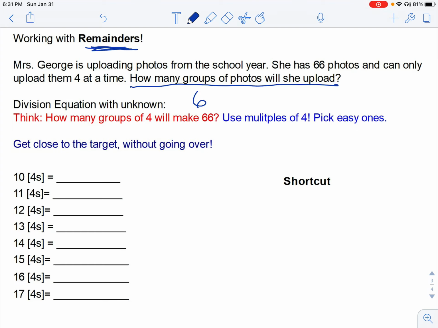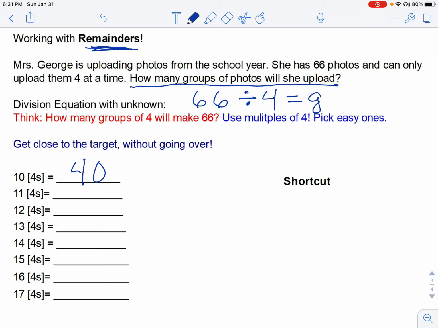And I know I'm going to take 66 photos divided by 4 photos each time equals G for groups maybe. So we can think how many groups of 4 will it take to make 66? Or how many times does 4 go into 66 is another way of thinking about it. And we'll use our multiples of 4, pick easy ones, right? So I'm going to start with 10 groups of 4. I know that's 40, but oof, that's not even close, right? I'm trying to get up to 66. 40 is not even close.